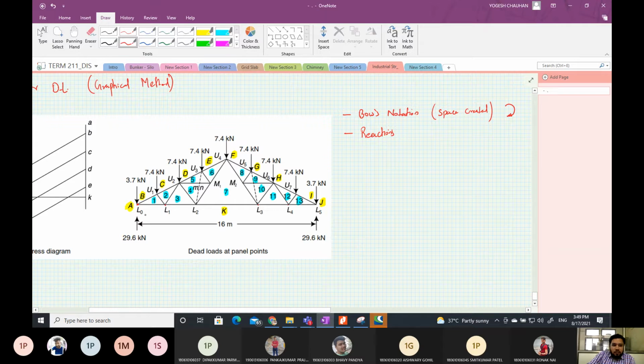reactions of the truss. So you have all the vertical loads, and since it is symmetrical, half the load will be shared by the reaction on the left side and half by the reaction on the right side. So find reactions. So the next step would be, these are the steps for the graphical method. Find reactions.